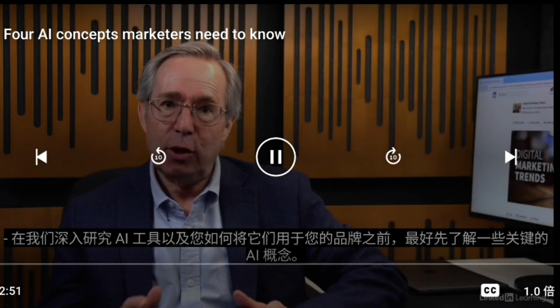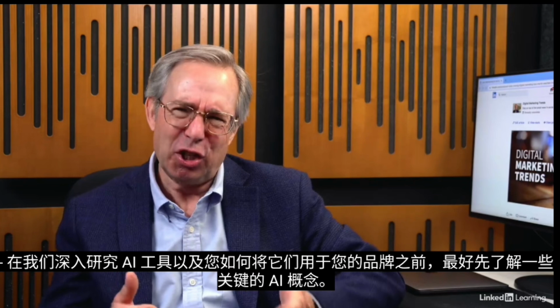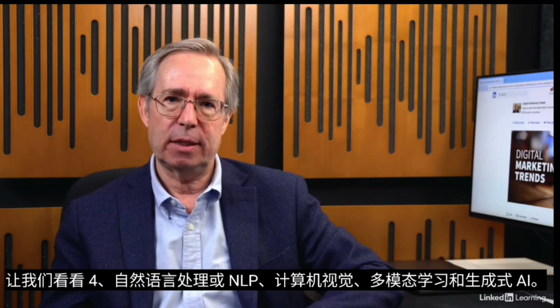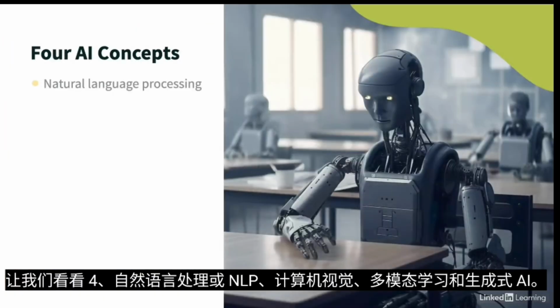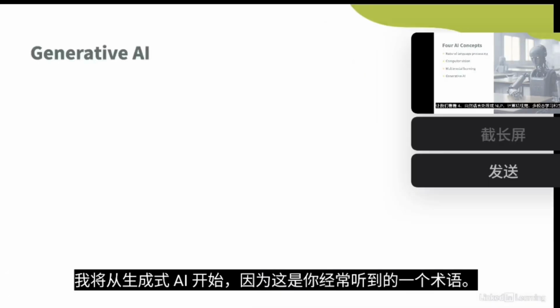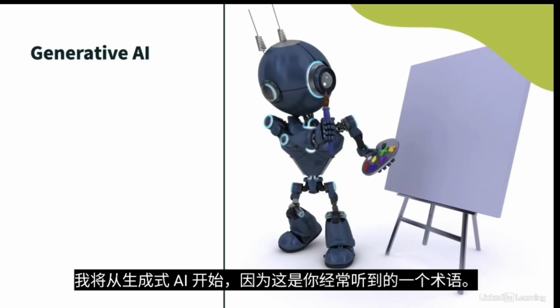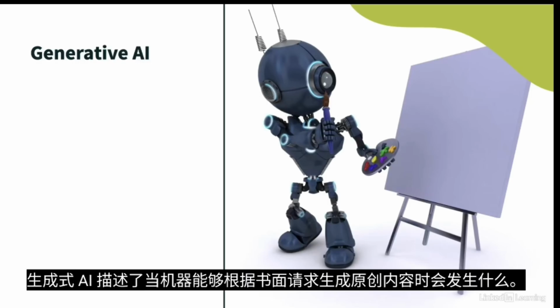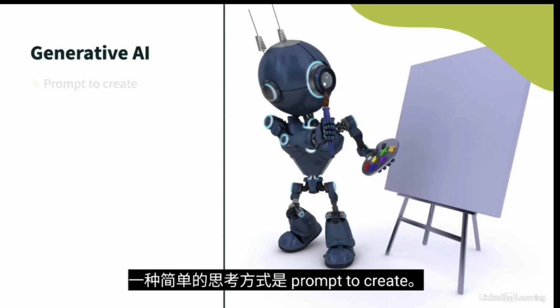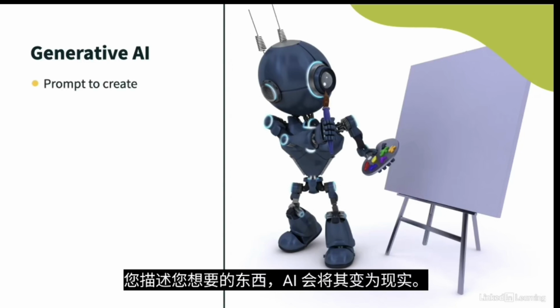Before we dive into the AI tools and how you might use them for your brand, it's a good idea to understand some key AI concepts. Let's look at 4: natural language processing, or NLP, computer vision, multimodal learning, and generative AI. I'm going to start with generative AI since it's a term you've been hearing about a lot. Generative AI describes what happens when a machine is able to produce something original based on a written request. A simple way to think of it is prompt to create. You describe what you want, and the AI brings it to life.